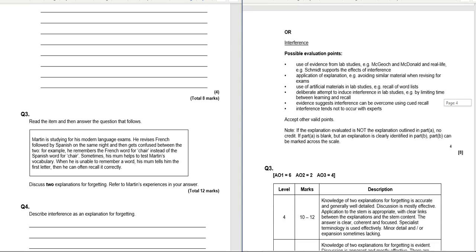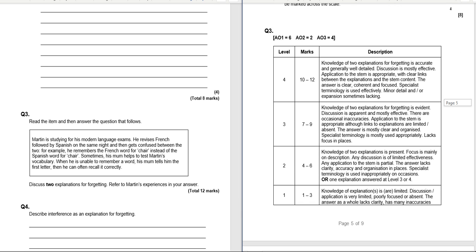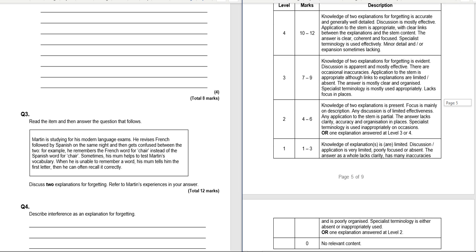So if we go to the mark scheme, first of all, I'm not worried about the actual AO1, AO2 marks here because I never really mark like that. But what we're looking at are the bands here of where we would put things. And I always look at the top band. Knowledge of 2 explanations is accurate and detailed. So first of all, if you've not discussed 2, you cannot get in that band.